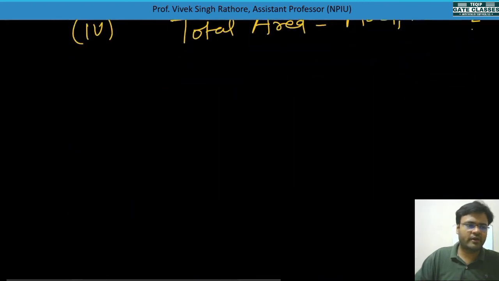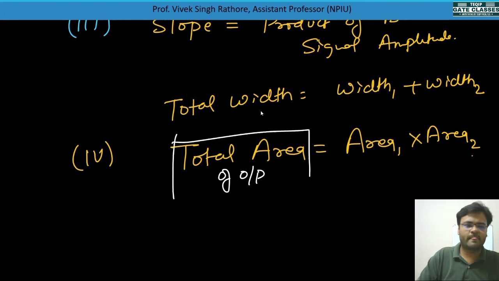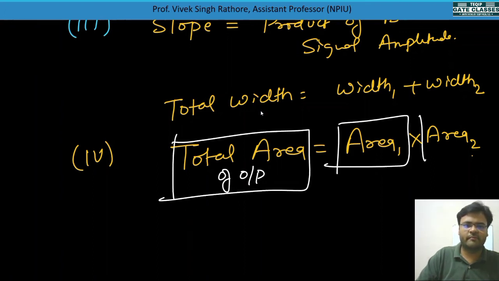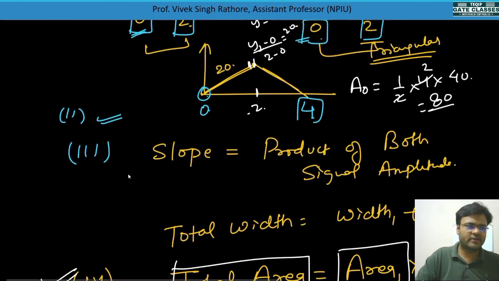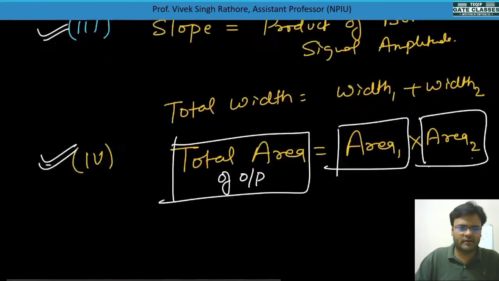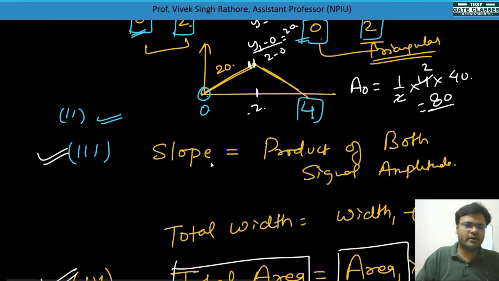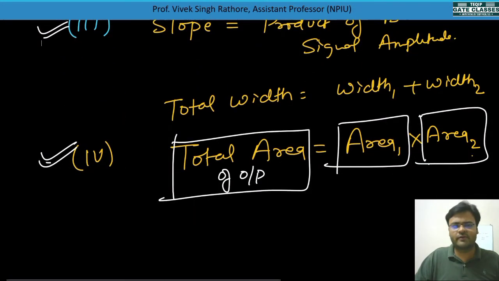So finally you can get that the total area of the output signal is equal to the area of the input multiplied by the area of your impulse response. This conclusion you can understand. Okay, I think you have understood. We need to calculate the slope, and the slope can be calculated very easily. You just need to multiply this amplitude and this amplitude, and you'll get the amplitude. The width also you can get. Total width will be this width plus this width.